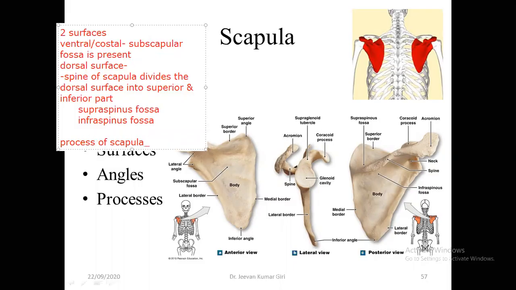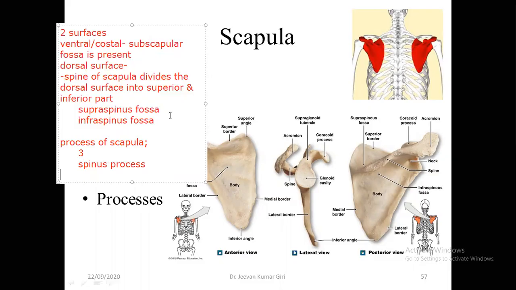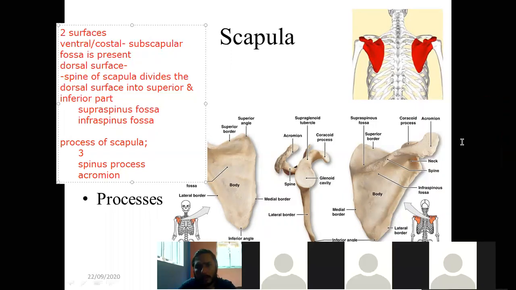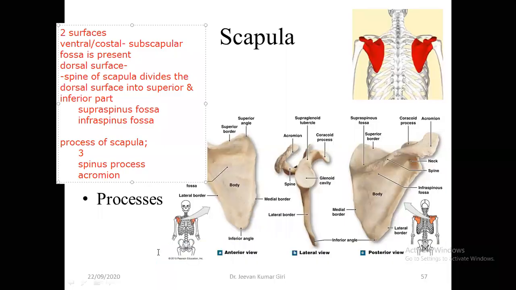Now what are the processes you will see in the scapula? Process means a bony projection, isn't it? Here you will find three processes. The names of the processes are the spinous process, the acromion, and next the coracoid process. So the next process is the coracoid process.